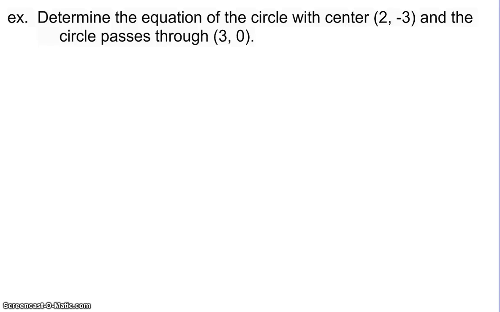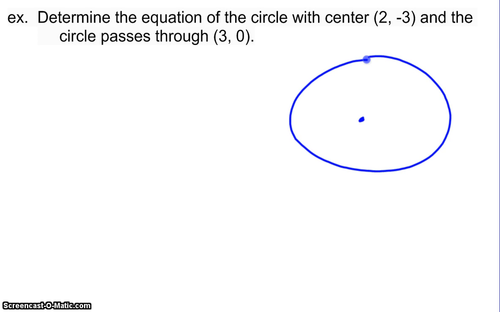Determine the equation of the circle with center 2, -3, and the circle that passes through 3, 0. So when we are given the fact that it has a center of 2, -3, and it passes through 3, 0, it's telling us a point on the circle, which means that if we find the distance between those 2 points, that would be the distance of the radius.